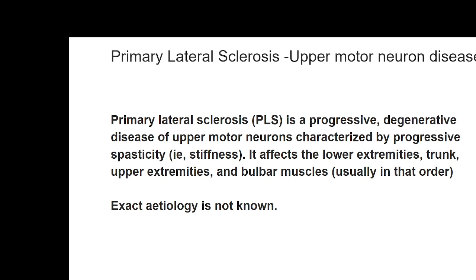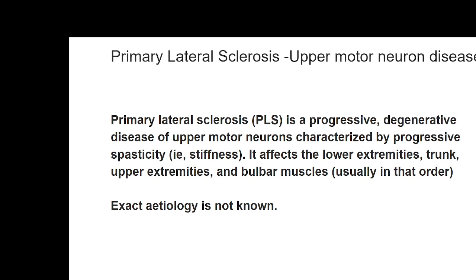But because we are discussing the chapter as such, we refer to this issue also. It's a progressive degenerative disease of the upper motor neurons, and characteristically it presents with stiffness of the muscles, spasticity, and it affects the lower extremities, trunk, and then the upper extremities, with the bulbar muscles later on, in the last stage. Usually the symptoms develop in the same sequence: the lower limbs are involved first, then the trunk, then the upper extremities, and then the bulbar muscles.